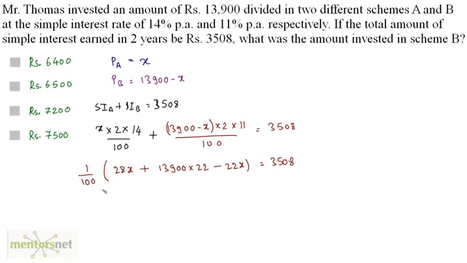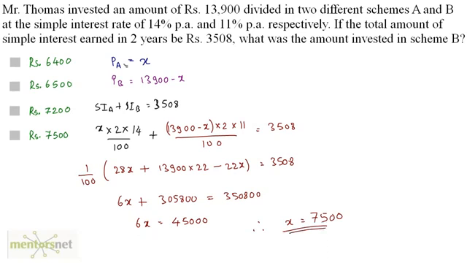Now 28x minus 22x is 6x plus 13,900 times 22 is equal to 305,800. That's 3,05,800 is equal to, this 100 goes to the right, that's 350,800. So therefore 6x is equal to 45,000. So therefore x is equal to 45,000 divided by 6, and that is 7,500. So we have found out x, that is the amount invested in scheme A.